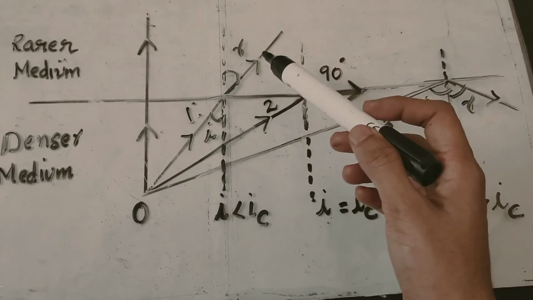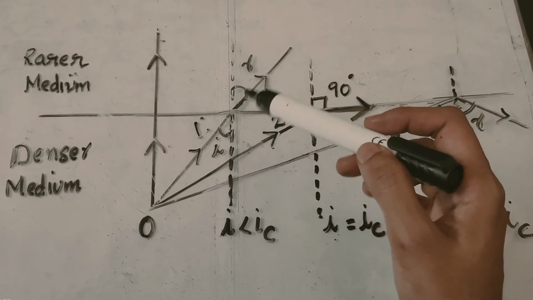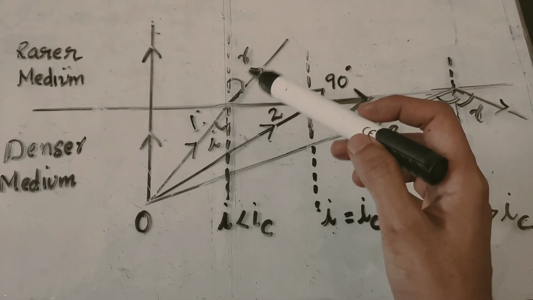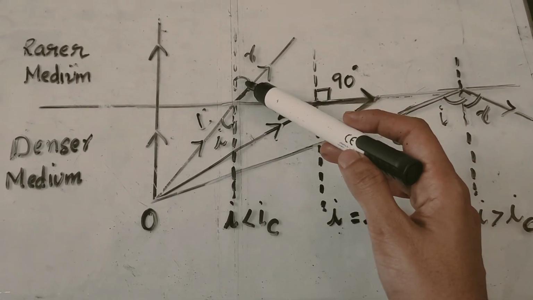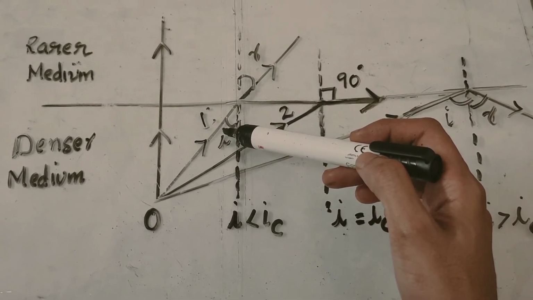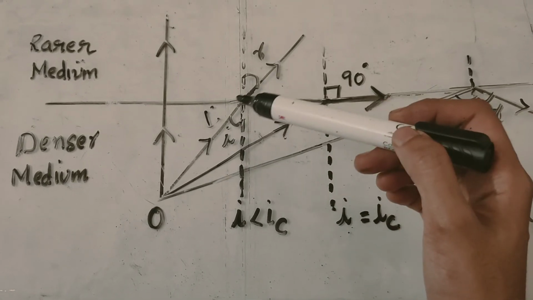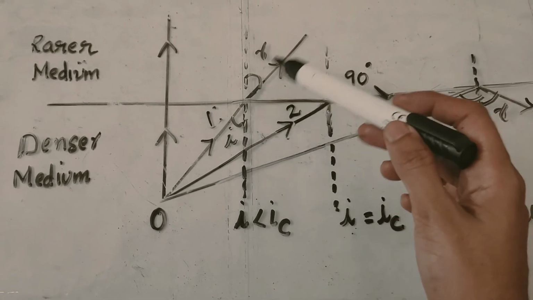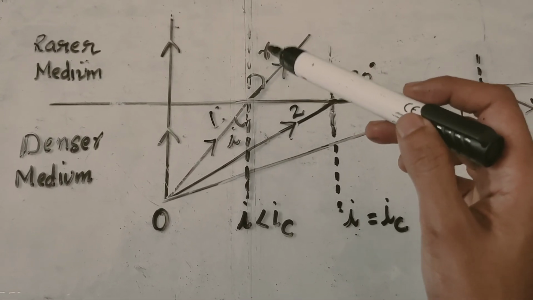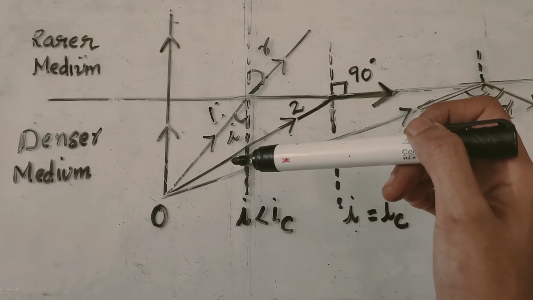It is traveling from denser to rarer medium. So what happens to the refracted ray? This is the refracted ray, and the refracted ray bends away from the normal. This is the angle of refraction. The angle of refraction is greater than the angle of incidence because light is traveling from denser to rarer medium. As we know, when this happens, the refracted ray bends away from the normal. For such a case, the angle of refraction is greater than the angle of incidence.